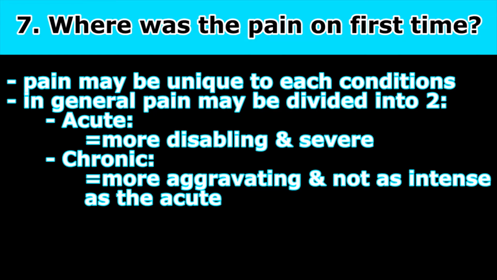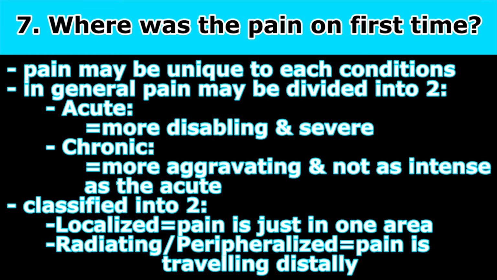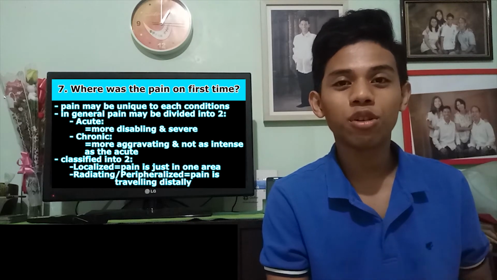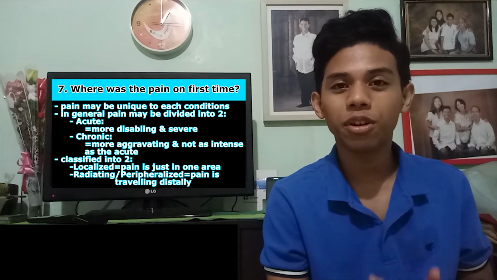Pain may be subjective and is unique to each individual, and pain may be divided into 2: acute pain, which is more disabling, continuous, and often severe, and chronic pain, which is more aggravating and not as intense as the acute. This question, on the other hand, may answer whether the pain is localized or radiating. However, also be careful with what we call referred pain.